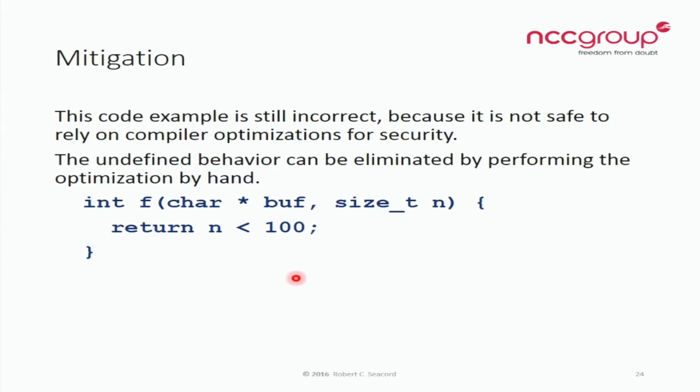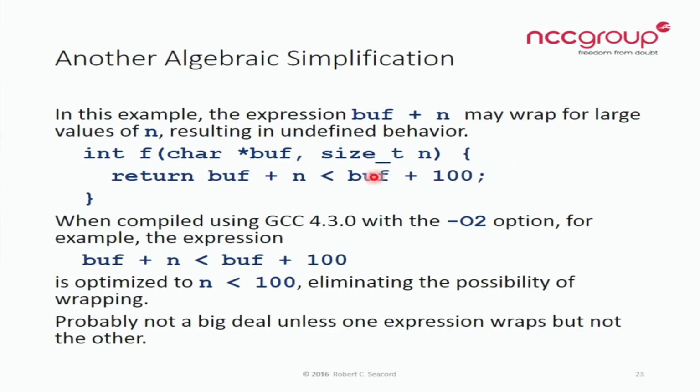But really, that original code example is still incorrect because you don't want to rely on compiler optimizations to make your code correct. So the right way to do this is to try to eliminate the undefined behavior by performing the same optimization by hand and just reducing that to a comparison of n less than 100. Many C programmers wouldn't write this expression, but what tends to happen is these can result from macro expansions. So it's not apparent in the source code that you're going to generate an expression of this form.